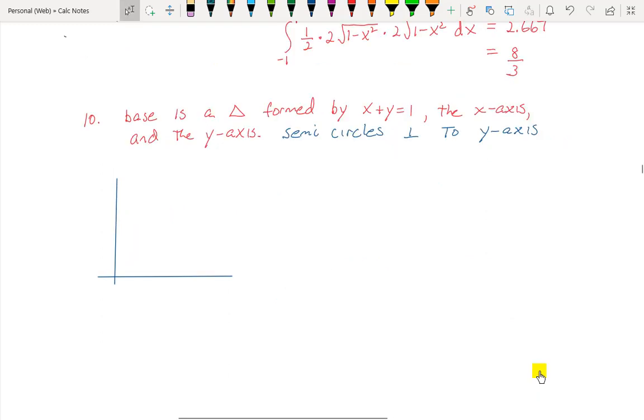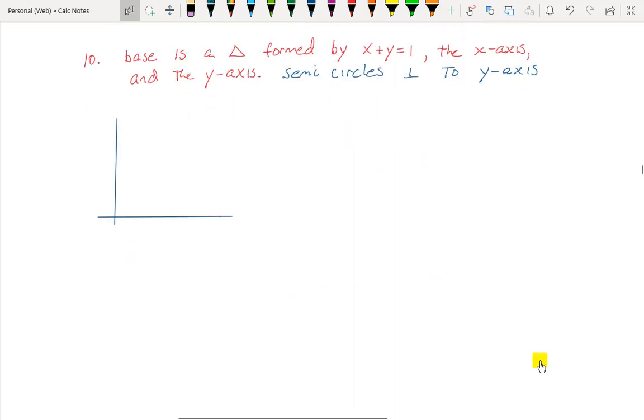Okay, so number 10 on the same page here, same homework assignment. This time we have the base is a triangle formed by the equation x plus y equals 1. All right, so the first thing I would want to do is graph that, and it's formed by that equation, the x-axis, the y-axis, and we're doing semicircles perpendicular to the y-axis. All right, so if I'm going to graph x plus y equal to 1, I would probably just solve for y, so this would be y equals negative x plus 1.